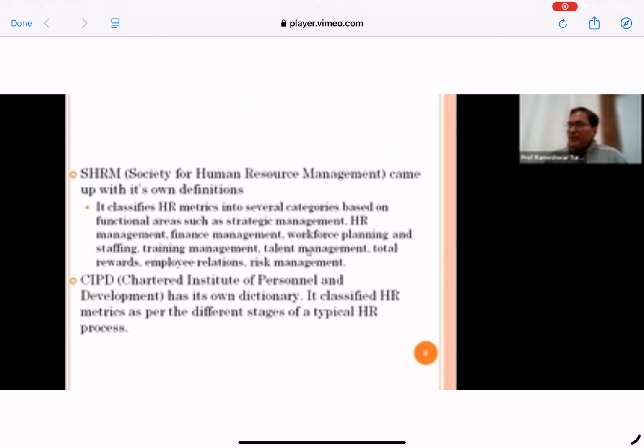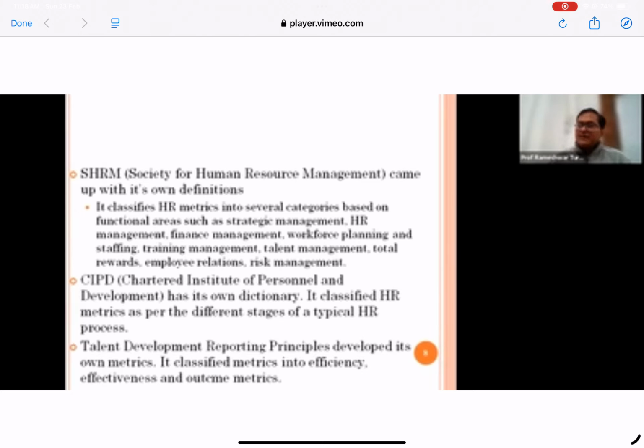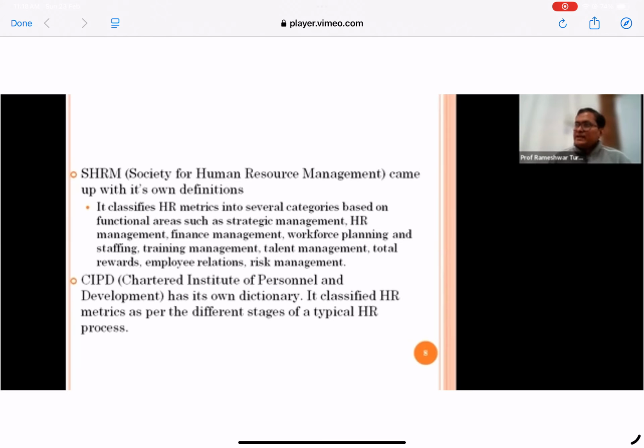The third body is very popular in UK. SHRM is popular in USA. Saratoga is popular in USA. In India, people generally follow USA. In UK, there is the institute called CIPD, Chartered Institute of Personnel and Development, that is popular, and they have come up with their own dictionary of HR metrics. It classified HR metrics as per the different stages of a typical HR process, for example, recruitment and selection metrics, L&D metrics, and so on and so forth.